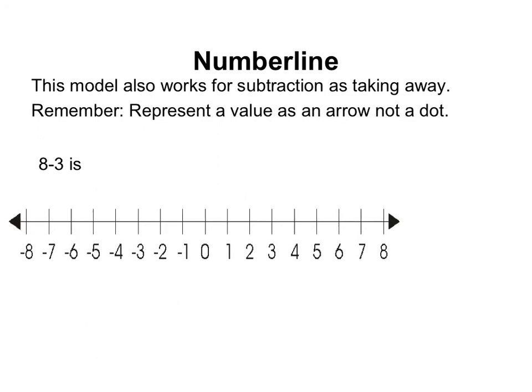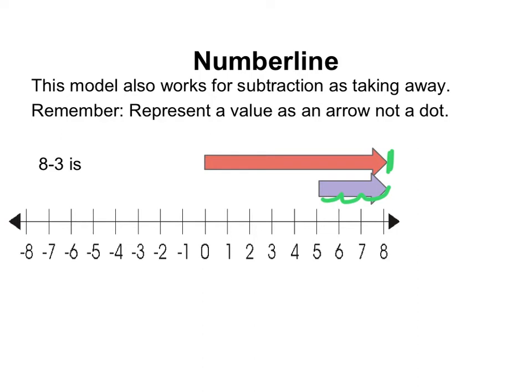Number line is also nice for subtraction as taking away. So I'm going to start with my 8 arrow again, and this time I'm going to take away 3. So I'm going to start at the end of my 8 arrow and count backwards. Now I was all the way up here at 8, but I don't want to be there anymore. I want to take away 3. So I'm going to count back 3 places.